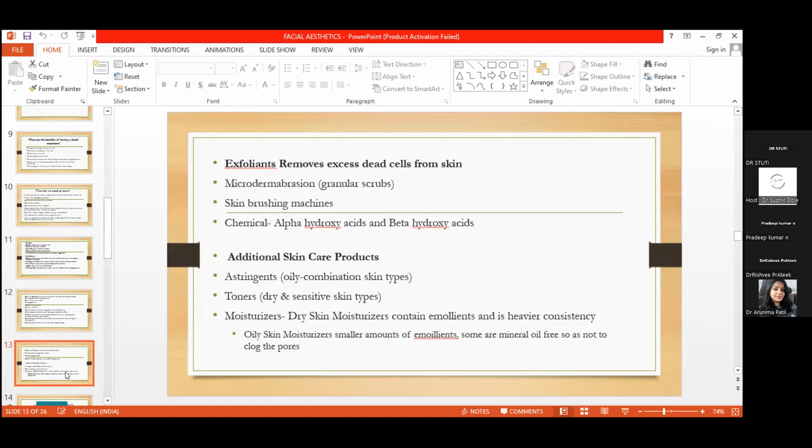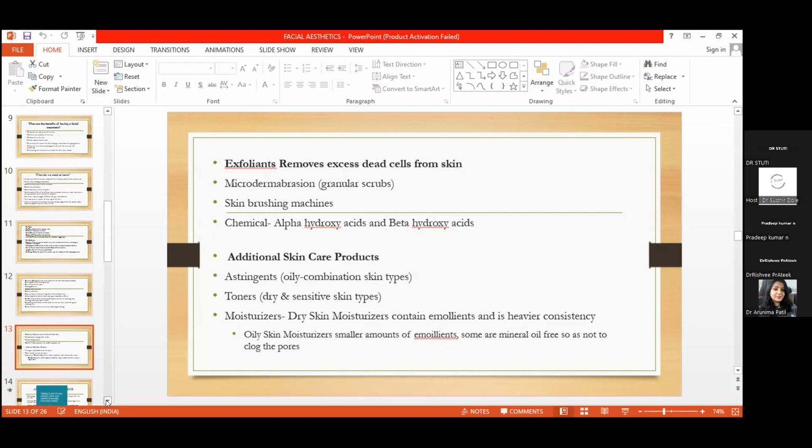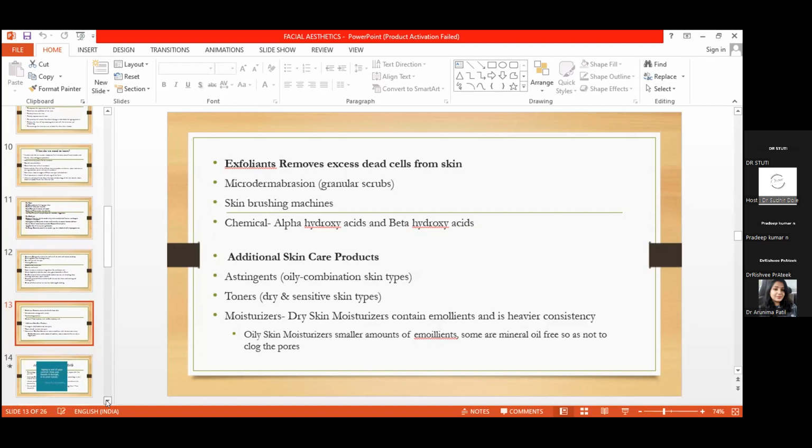Additional skincare products, sometimes patient may ask, can I use toner, astringents, or moisturizer if they have extremely dry skin or during winter season as currently it is going on. We can advise them. For oily skin, the moisturizer should be oil free and should be taken in only a small amount. So these are the small instructions which we have to give to the client. Otherwise, they won't know and they will continue their regime which they were using earlier.